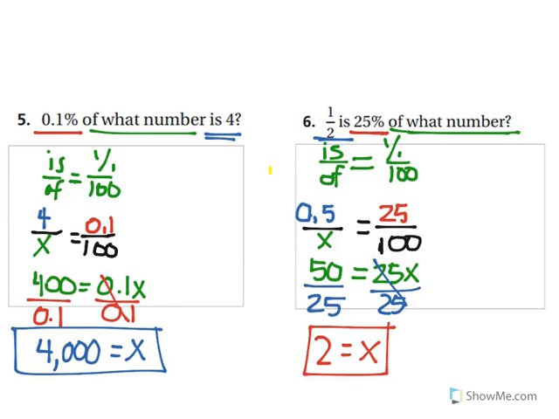And there you have it. That is the end of the percent proportion. You now are filled with so much knowledge that you can conquer all of the proportion problems that will be coming your way.